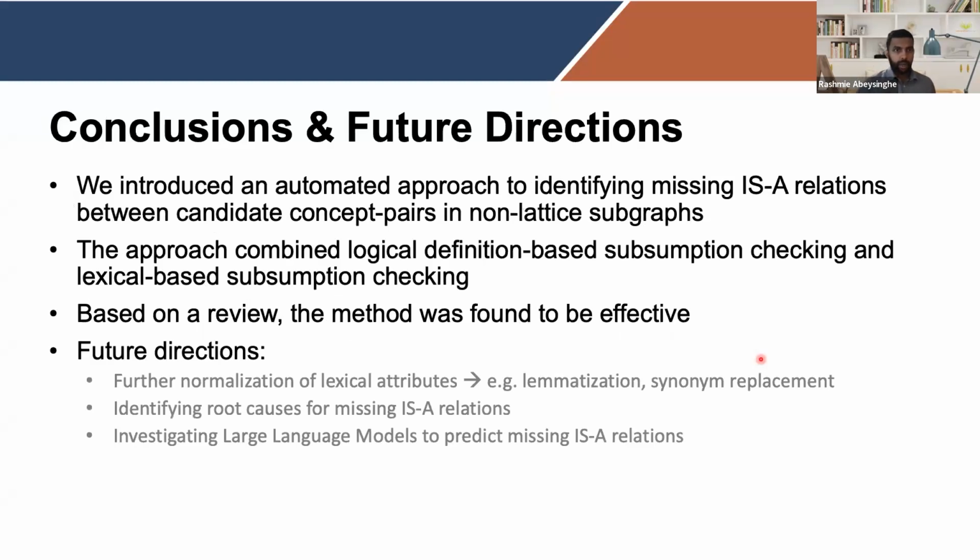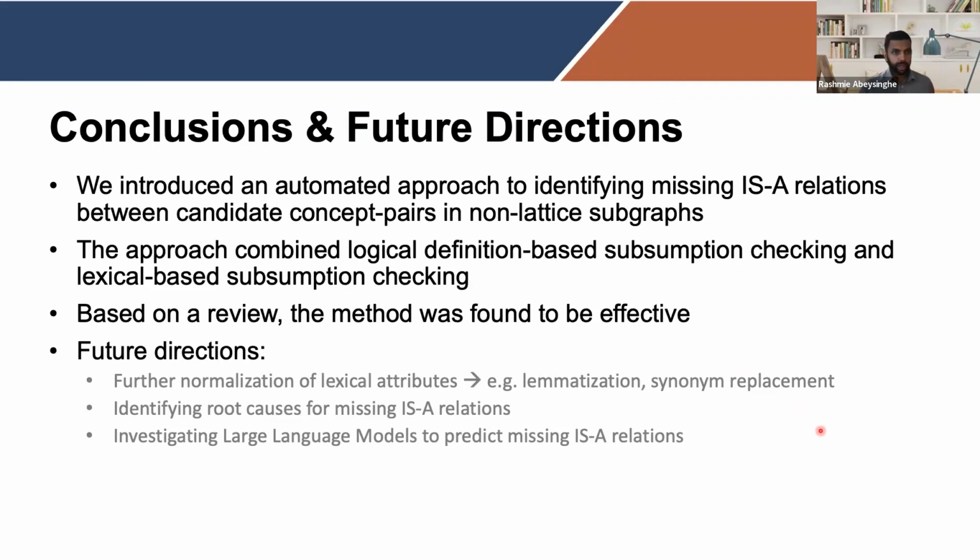So in conclusion, we introduced this automated approach that is able to identify and fix missing Isa relations between candidate concept pairs in null subgraphs. The approach combined logical definition based subsumption checking and lexical based subsumption checking. And based on the review, it was seen that the method is effective in accurately identifying missing Isa relations.